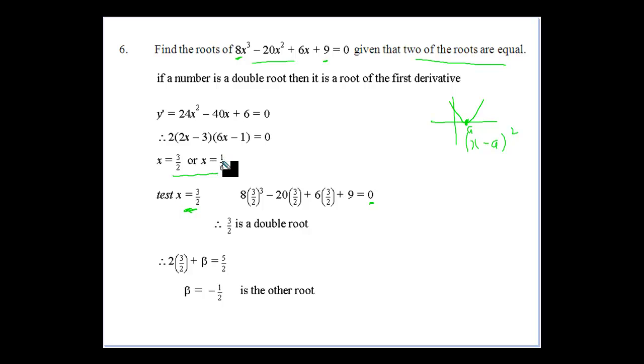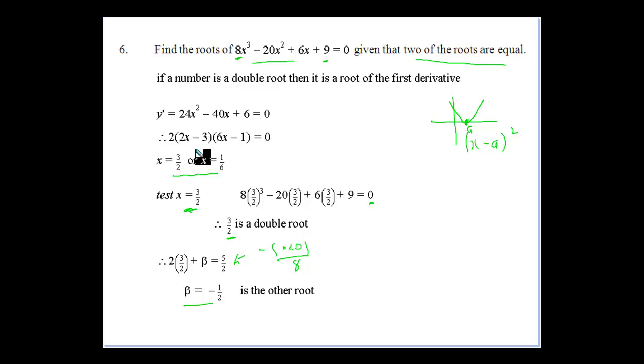So what we need to do then is look at that and go, well, if 3 on 2 is a double root, then I know that alpha is 3 on 2, and alpha plus beta, or 2 lots of alpha, would equal the 5 on 2, which comes from the minus of minus 20 over 8. So that's where we get that one from. Minus of minus 20 over 8 would give you 5 on 2. So we ended up being able to get beta being the other root.